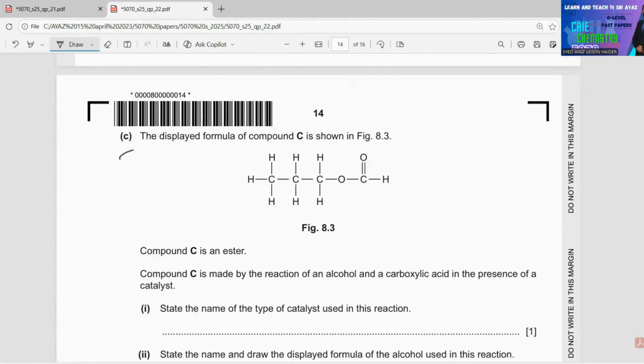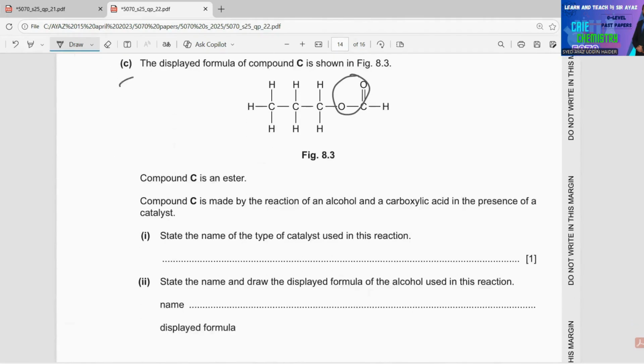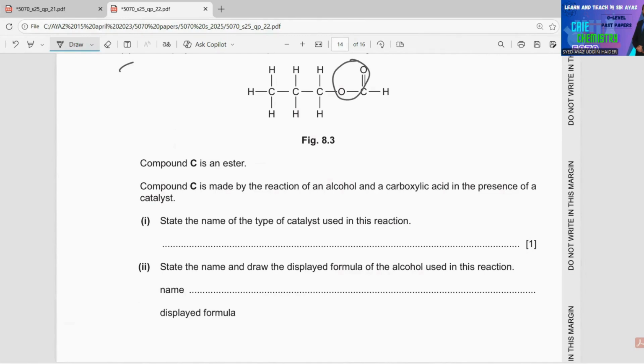C, the displayed formula of compound C is shown in figure 8.3. Compound C is an ester. It contains this functional group. That's why it's an ester. Compound C is made by the reaction of an alcohol and a carboxylic acid in the presence of a catalyst. State the name of the type of catalyst used in this reaction. So we have an acidic catalyst used. So I'm going to write acidic.